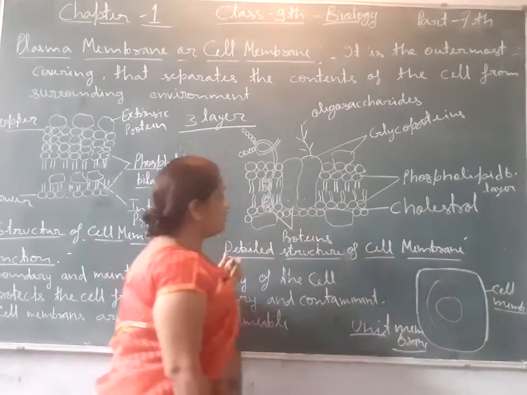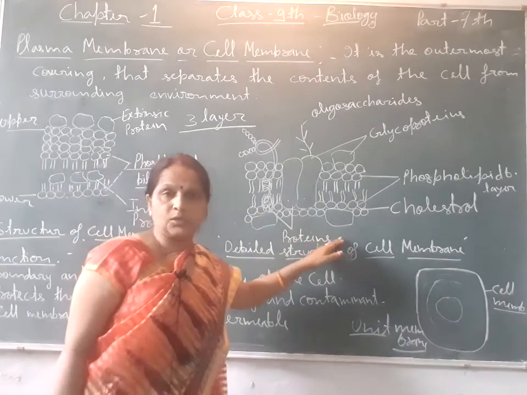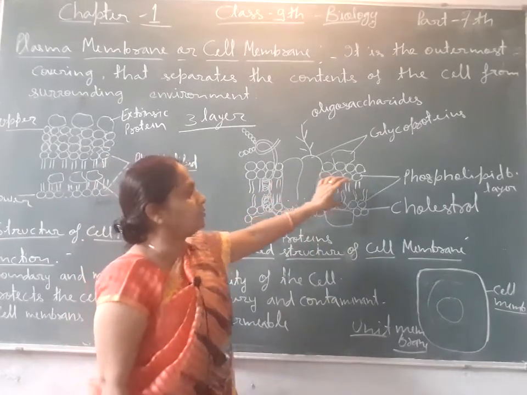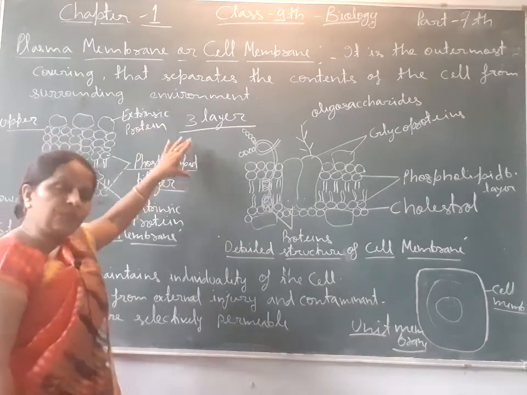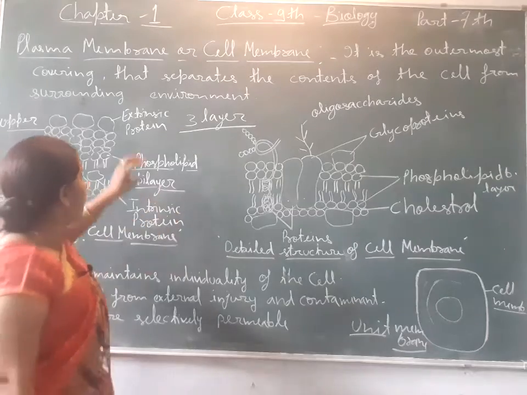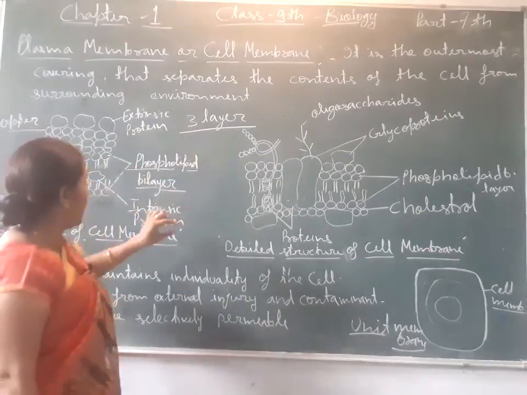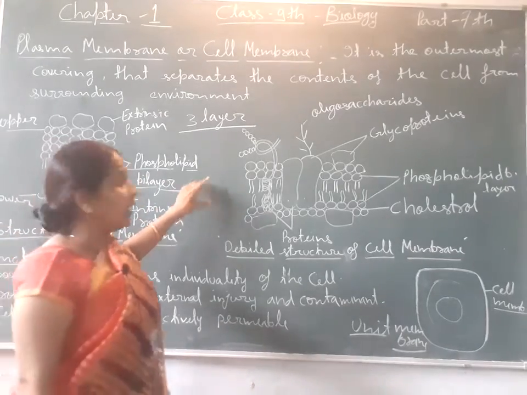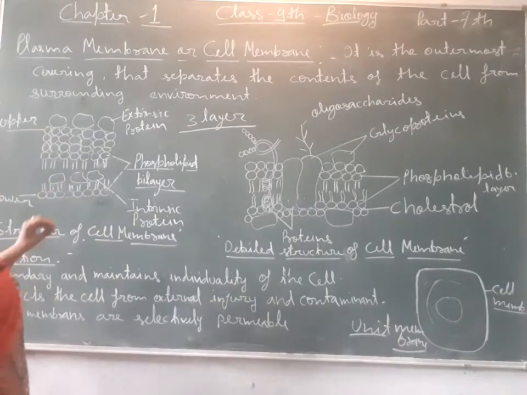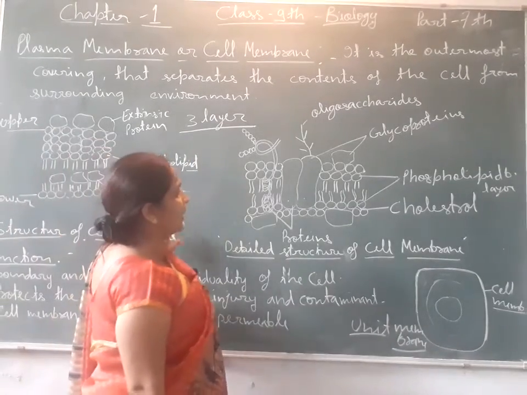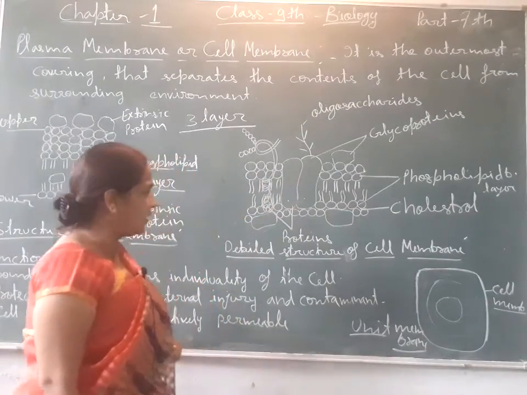This cell membrane is made up of 3 layers: the outer and lower layers are protein and the middle layer is made up of a phospholipid bilayer. The total width is 75 angstrom. The upper protein layer is 20 angstrom, the lower is 20 angstrom, and in between is 35 angstrom. So, it is 75 angstrom in width. This is the structure of the cell membrane.